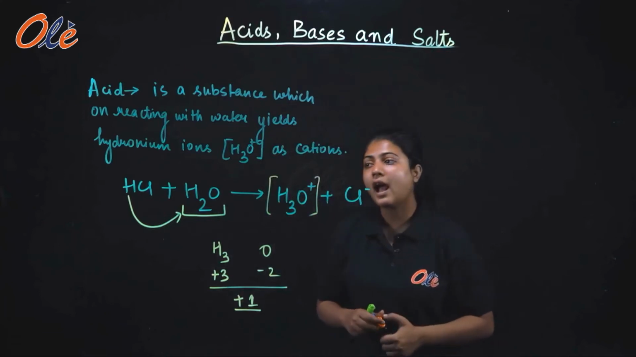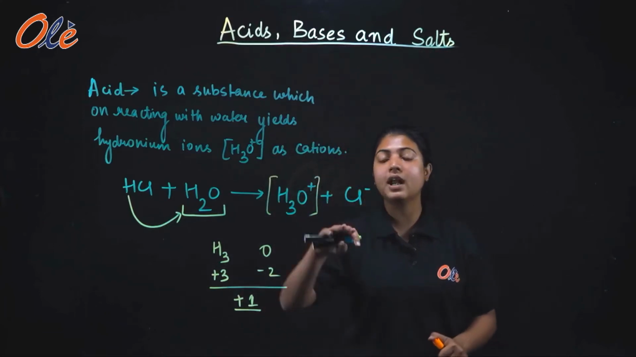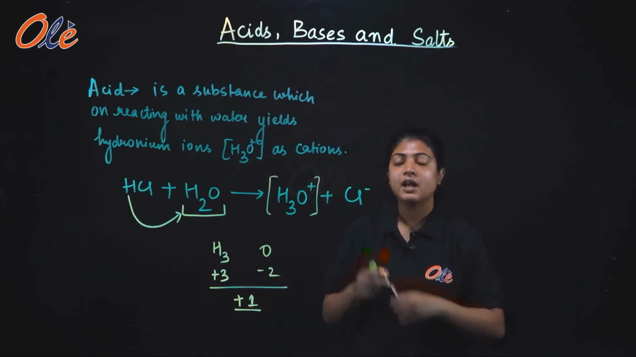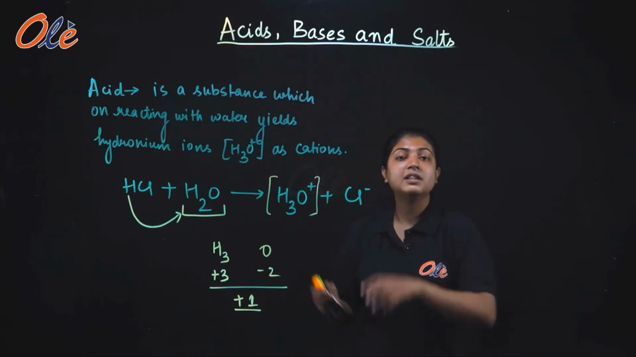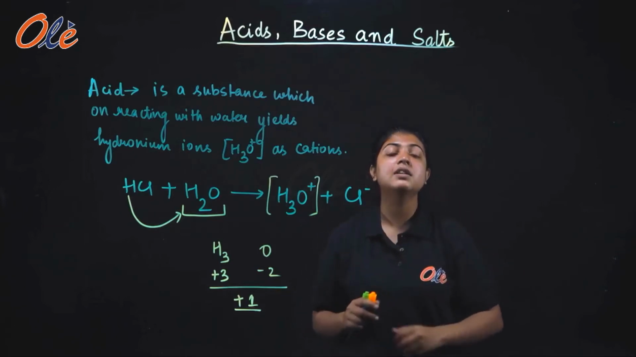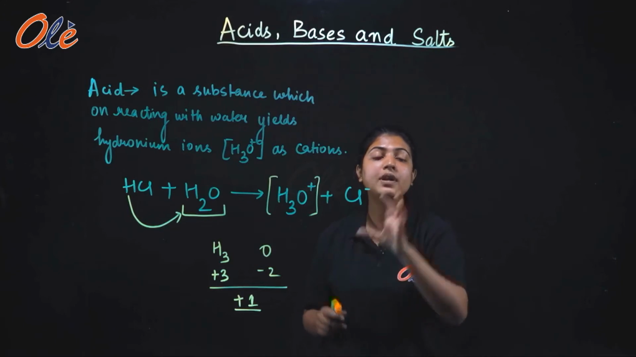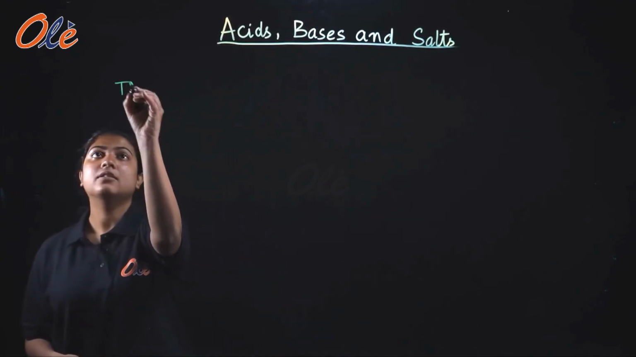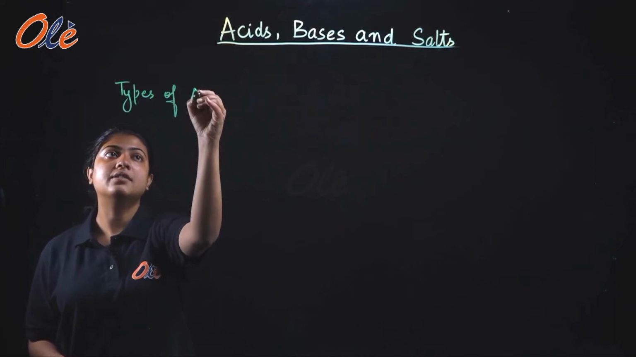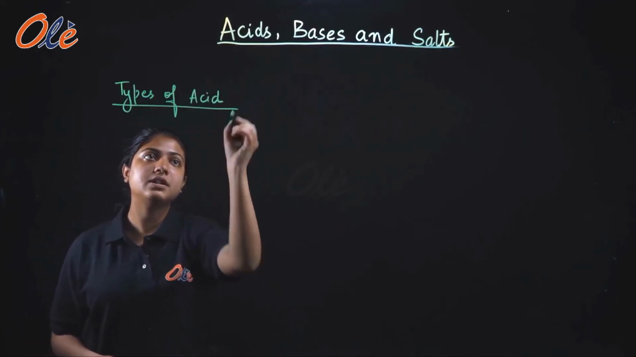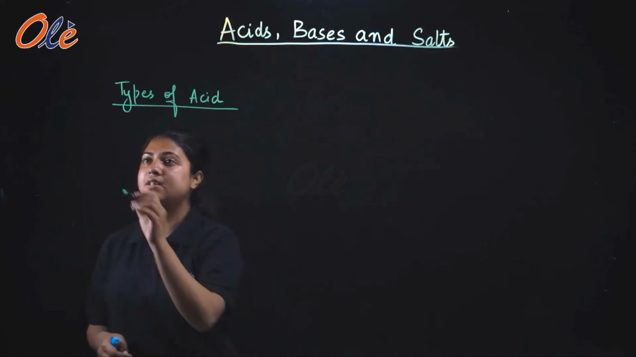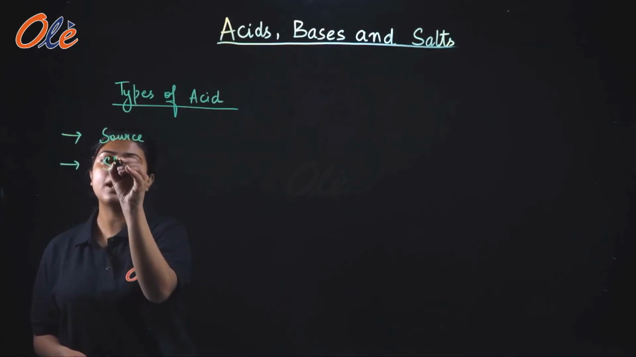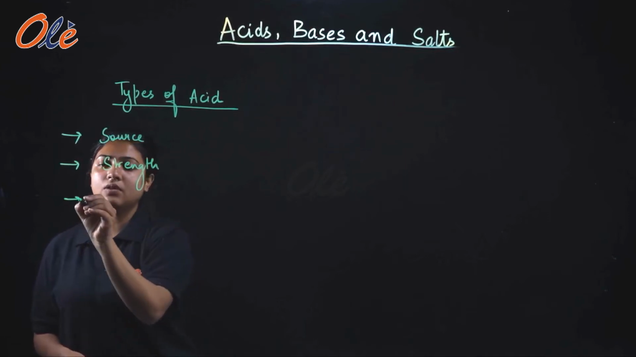Okay. So there are many types of acids, on the basis of which we can differentiate between the acids. Acid can be dilute, it can be concentrated, it can be inorganic acid, it can be organic acid, and many more. Let us find out how many types of acid there are. So we are going to discuss the types of acid. We are going to distinguish the types of acid on some basis. So what are the bases? On the basis of its source, on the basis of its strength, and on the basis of the concentration.